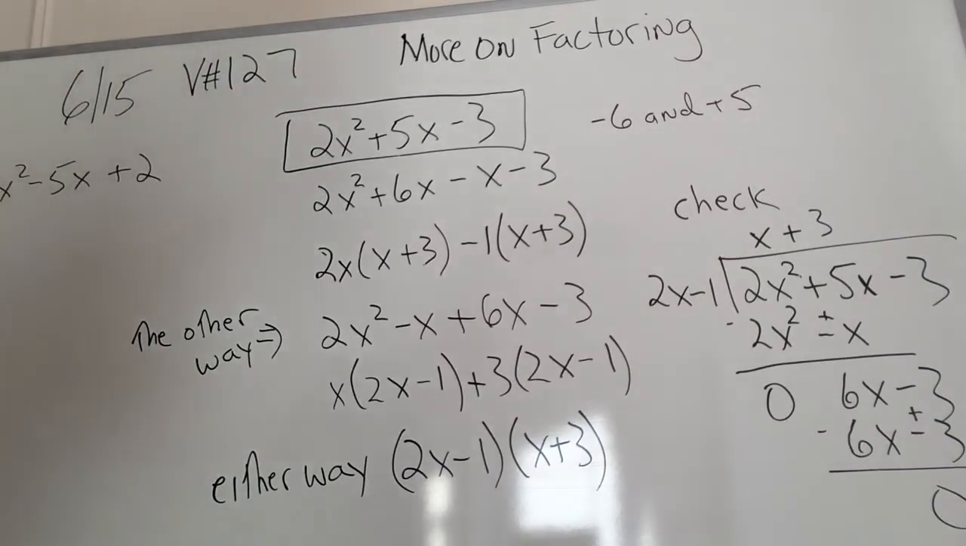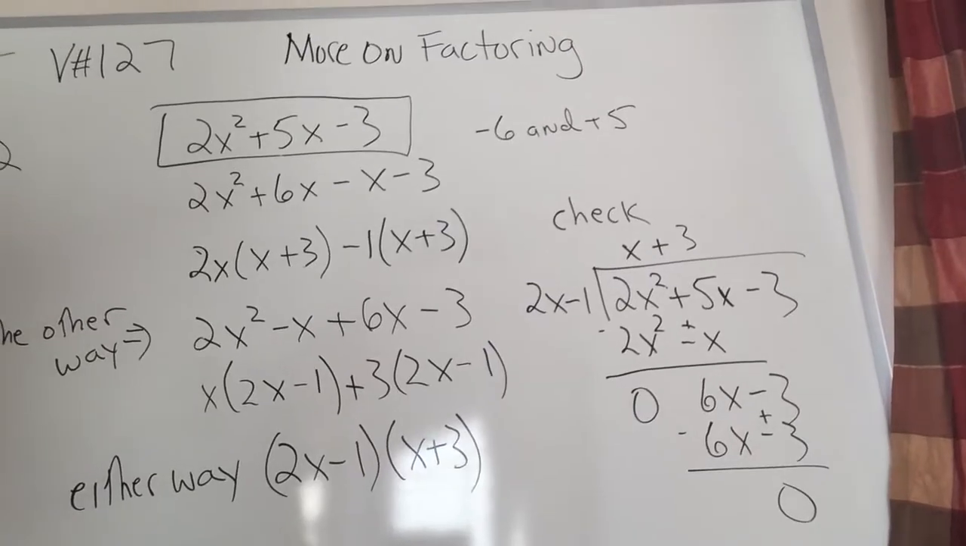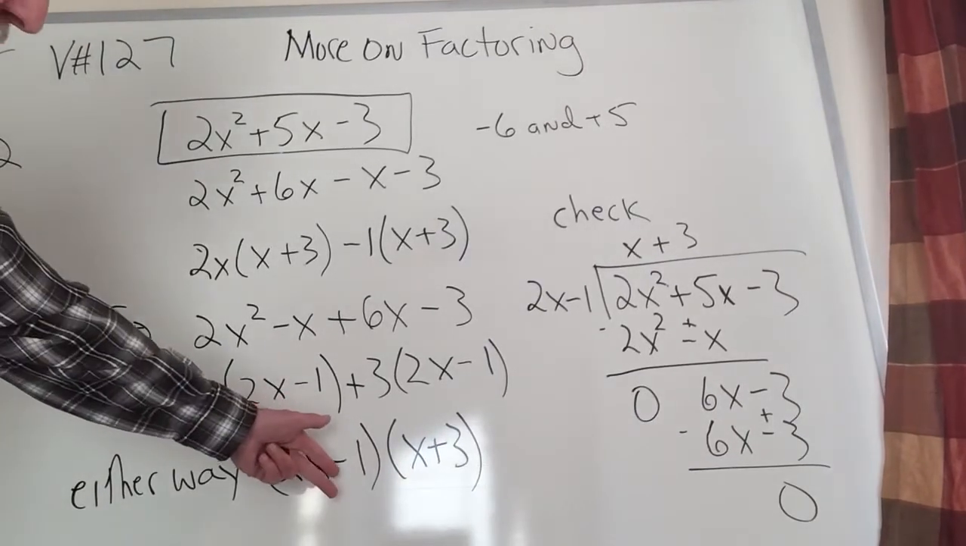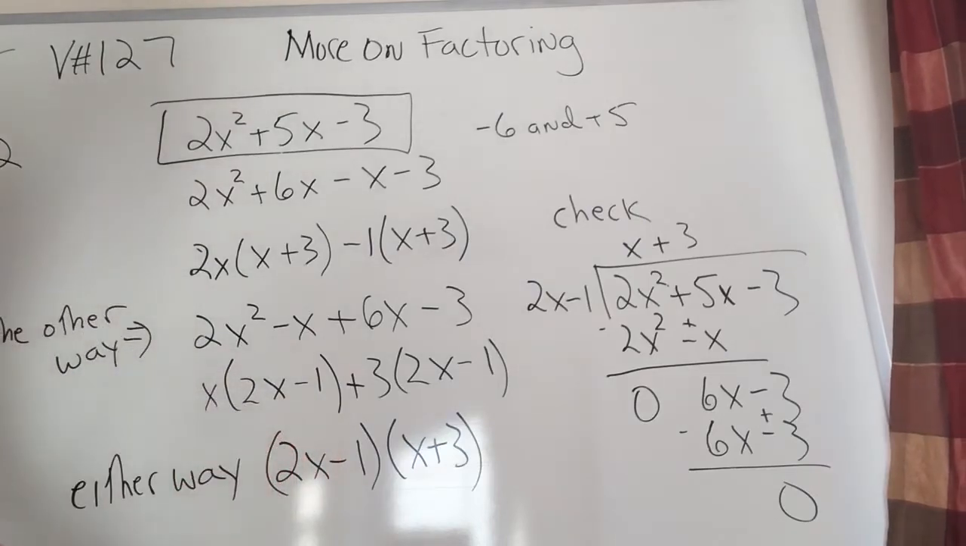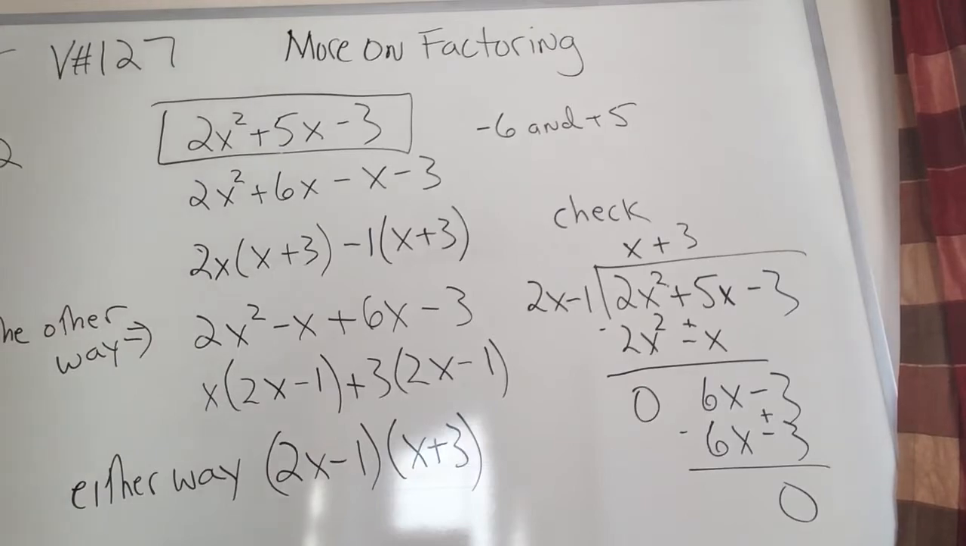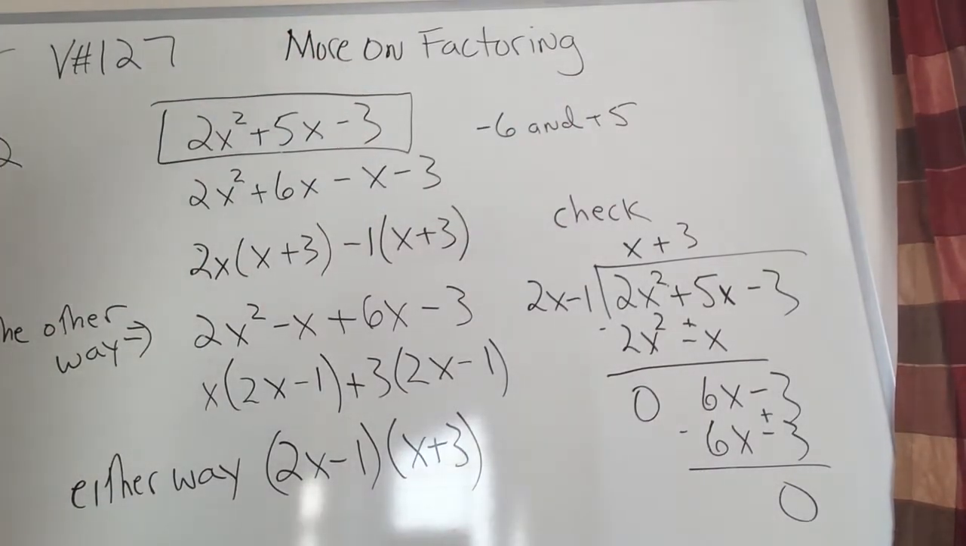And then if you look over here, I did a check on it, a more complicated way, because the obvious check is just to FOIL this right here. And notice, again, as you see through my work, that I just divided. I can't get a remainder.